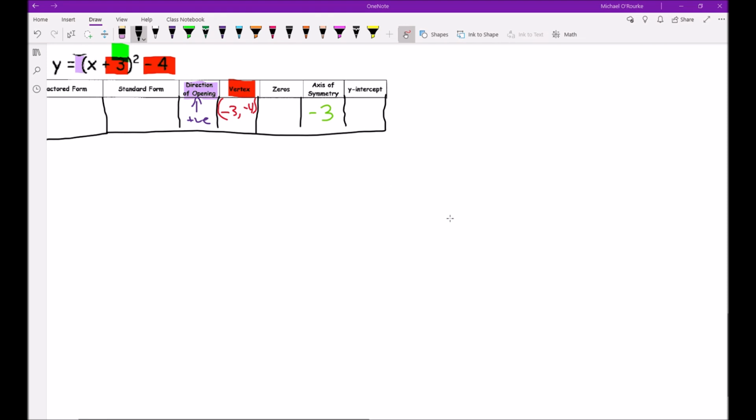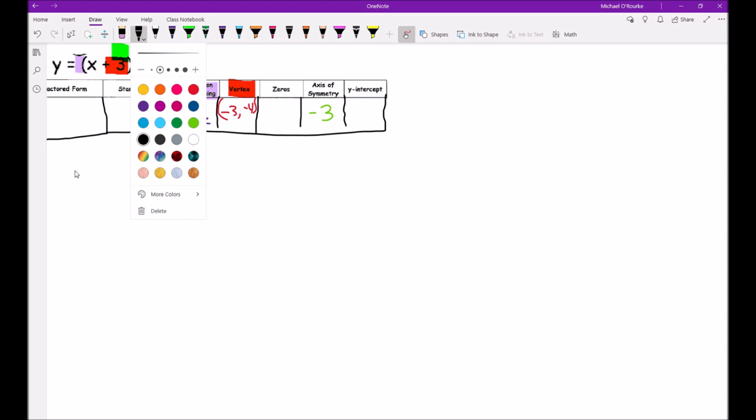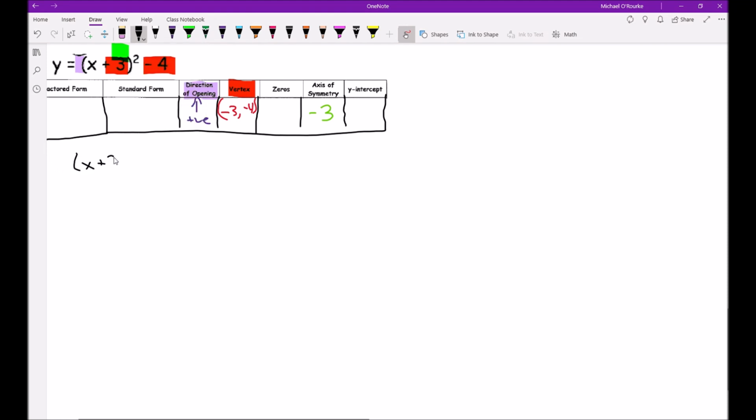Now, can we go straight from vertex form to factored form? If I want factored form, and I have vertex form, I need to convert it to standard form first. Okay? So let's go through standard form first. So I have (x plus 3) squared minus 4. What's the first thing I need to do here? Good. I'm going to have to FOIL, but it's a lot easier to see the FOIL if I do this.